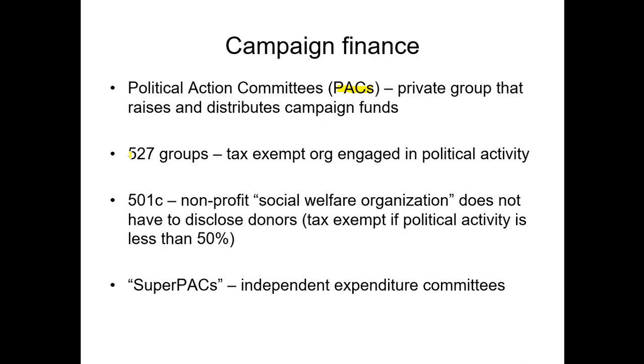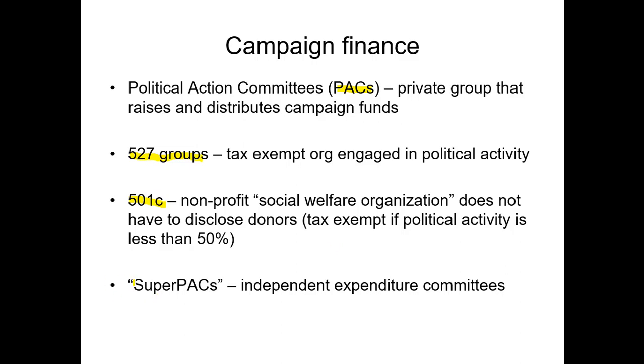527 groups is just another type that's tax exempt, engaged in political activity. 501Cs are a little bit more controversial. They're nonprofit. They're called social welfare organizations, and they don't have to disclose their donors, and they're also tax exempt if the political activity is less than 50%. These have been scrutinized quite a bit because some of them are just fronts for pure political activity with really no social welfare at all. So that has brought up some controversy.